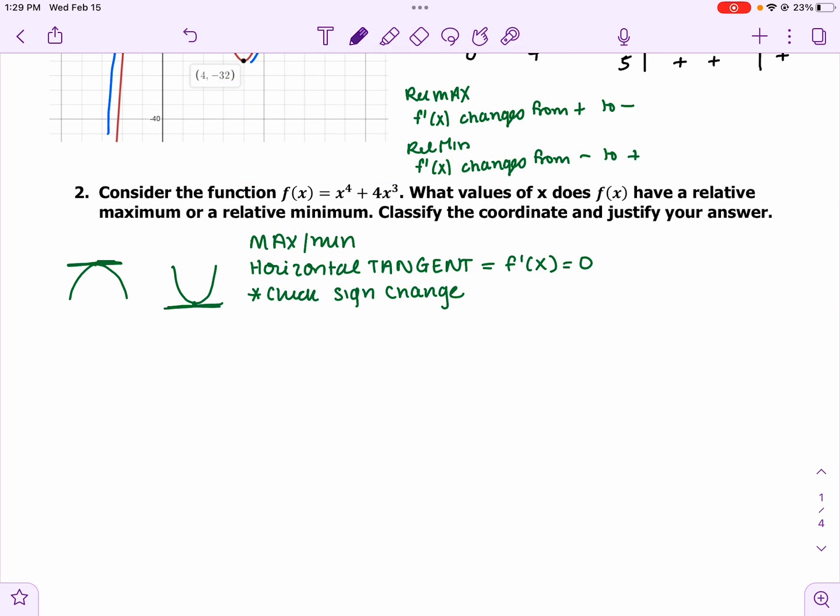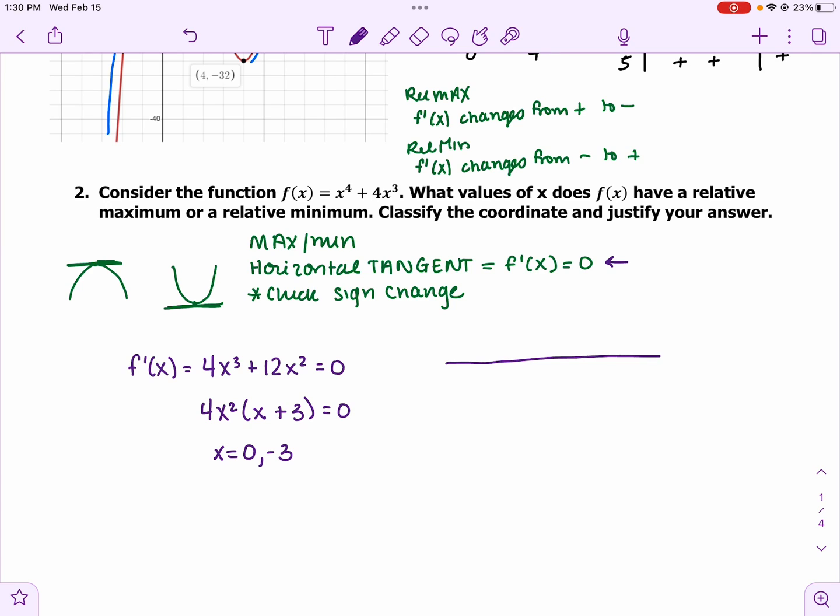So let's take a look. If I take the first derivative for this function, f prime of x, that would be 4x cubed plus 12x squared. If I try to set this equal to 0 and figure out where my horizontal tangents are, where I potentially have a maximum or a minimum, I could factor 4x squared and I'd be left with x plus 3. Notice in this scenario, our values for x are 0 and negative 3. So when I go to my number line, my cutoffs this time are at 0 and negative 3. Oops, I put them in backwards order.